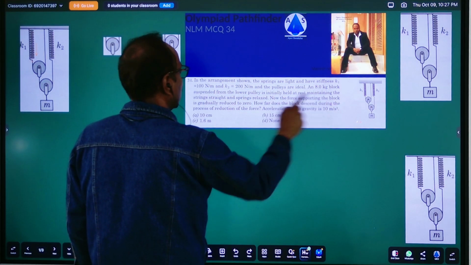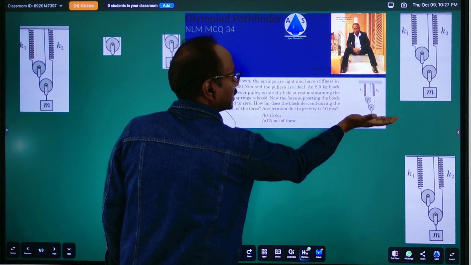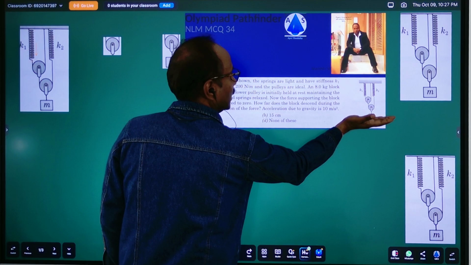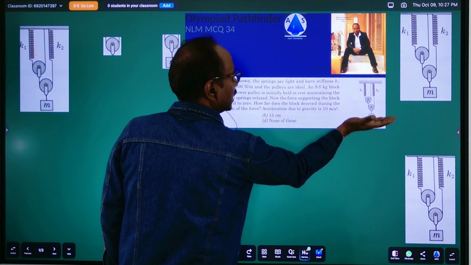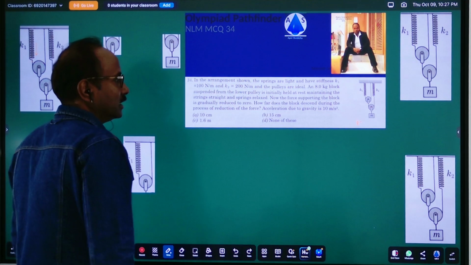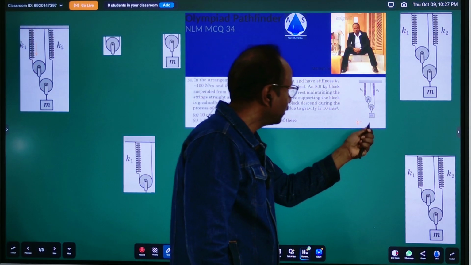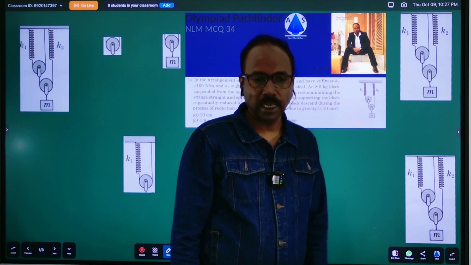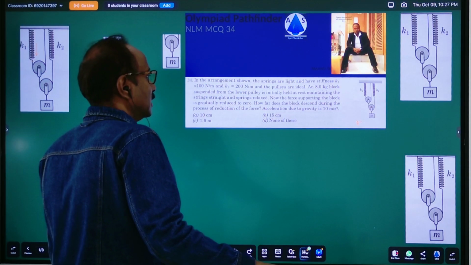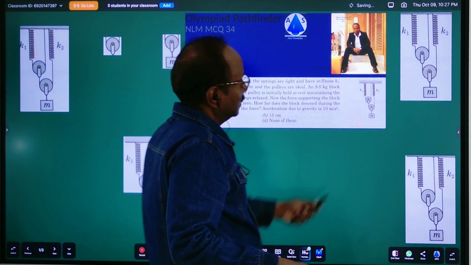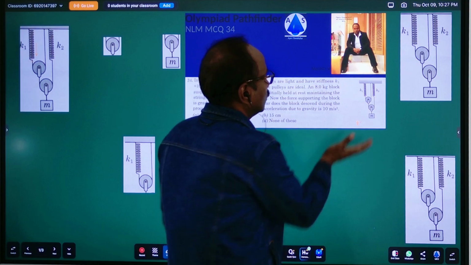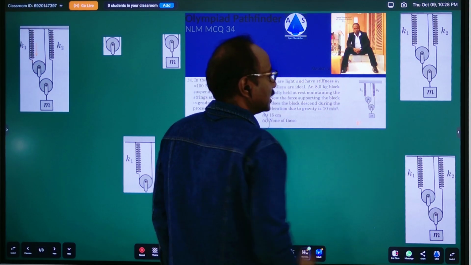Now the force supporting the block is gradually reduced to zero. Means you are trying to bring it lower. Gradually means the movement of mass is all the time in equilibrium state. Equilibrium state means the net force acting on mass m throughout the lowering procedure is zero.